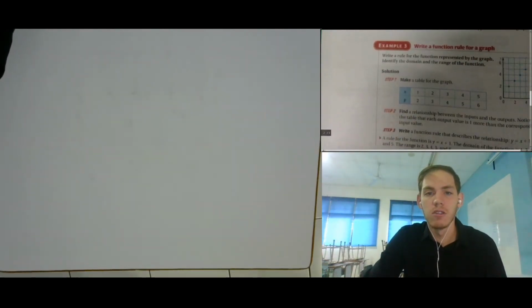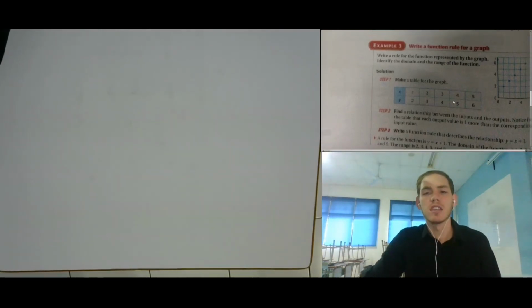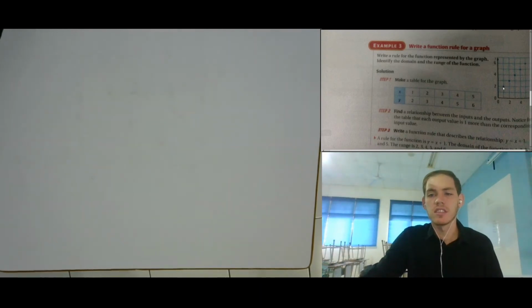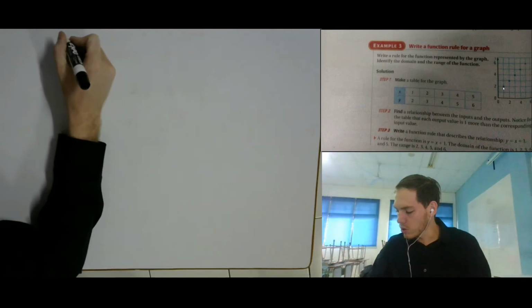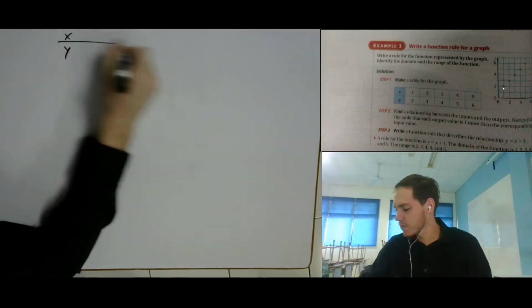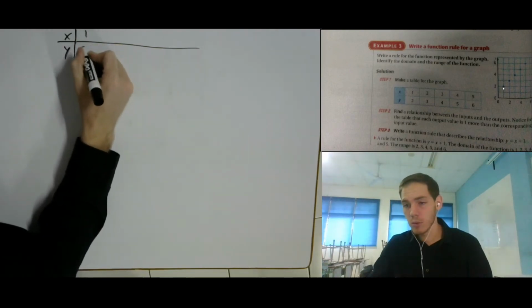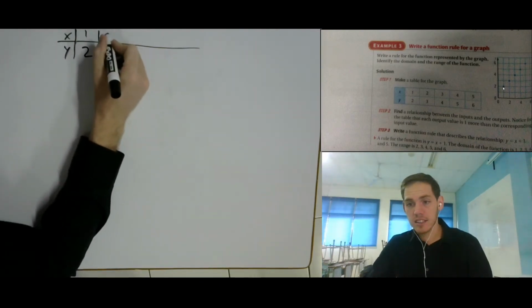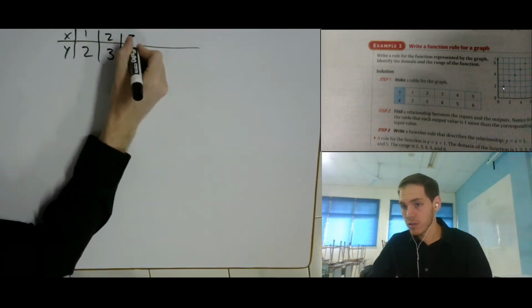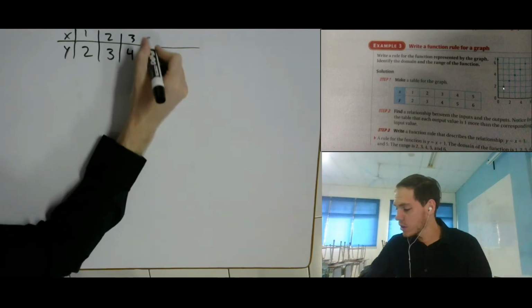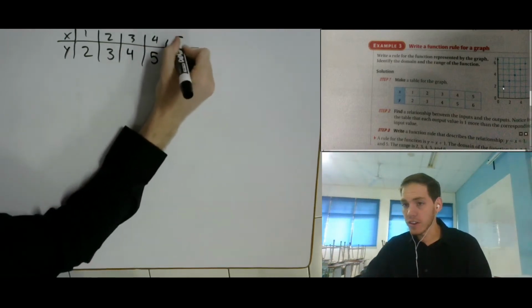Describing a rule for the function. Okay. So writing a function rule based on a graph. So you get a graph like this. Our first point, so we need to make a table out of it. So we have our x and our y. So based on that graph, we have an x of 1 and a y of 2, x of 2, y of 3, x of 3, y of 4, and x of 4, y of 5, x of 5, y of 6.